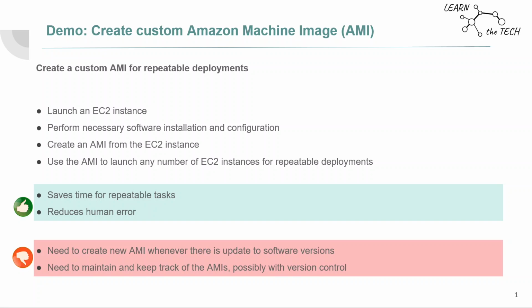Some of the disadvantages are that now you need to create an AMI whenever, let's say, there's an update to the software version, or you are doing patching, or you want to configure it in a slightly different way. And then it sometimes becomes difficult to maintain and keep track of AMIs and the versions, and which EC2 instance is running from which version of an AMI. Do you need to update it, and so on. So there are pros and cons.